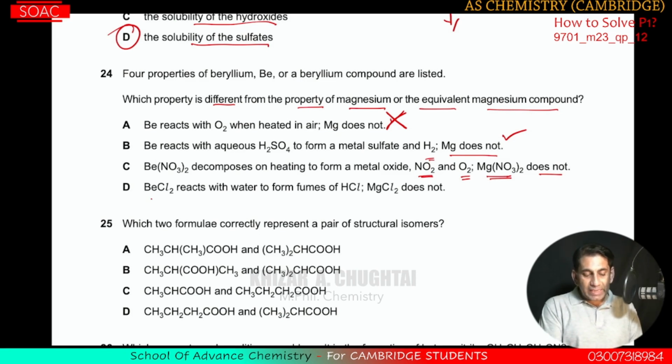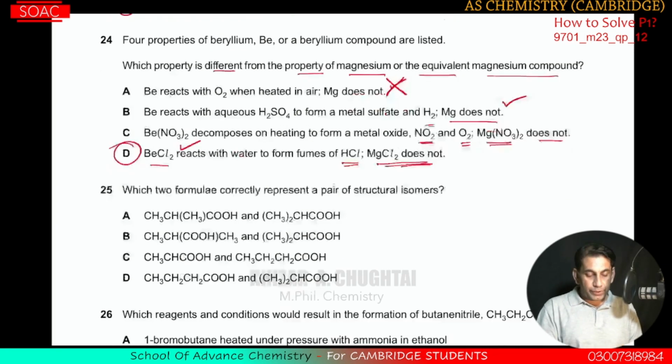The last one, BeCl2 reacts with water to form fumes of HCl. MgCl2 does not. Yes, MgCl2 is not supposed to react with water. BeCl2 reacts with water. Yes, it is true. But MgCl2 is not supposed to react with water. So D is the correct option.